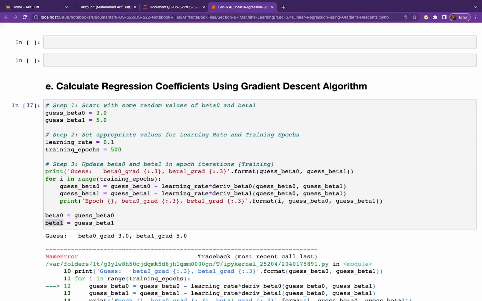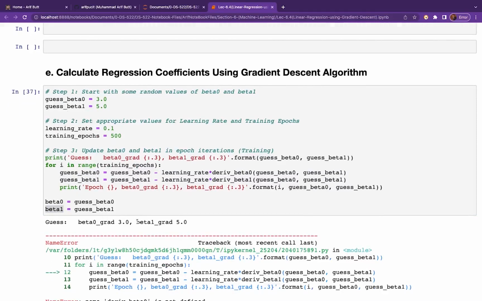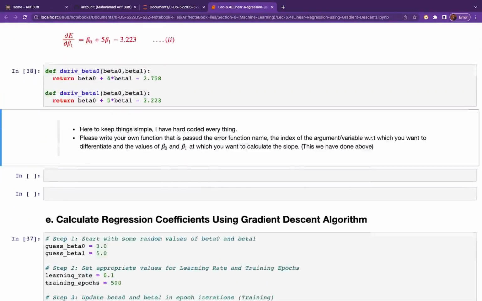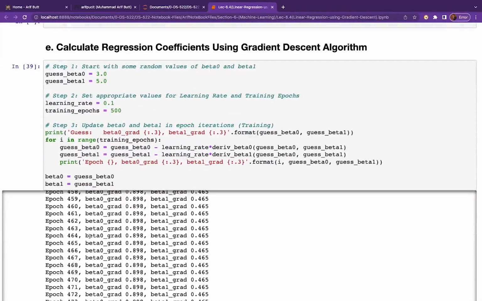Let me execute it. Oops. So we have not executed this code. This code. Okay. Let me execute it again. Great.